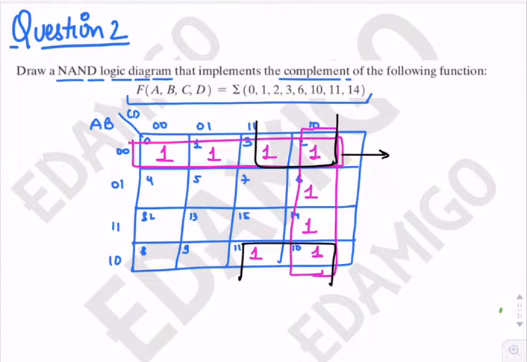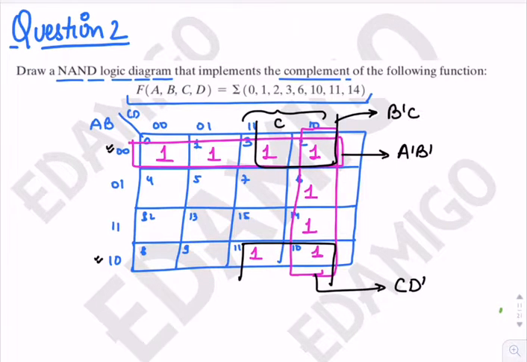So the first term will be a bar b bar, the second term will be c d bar, and the third term: in these we have b bar as common, and here we have c as common, so we have b bar c.